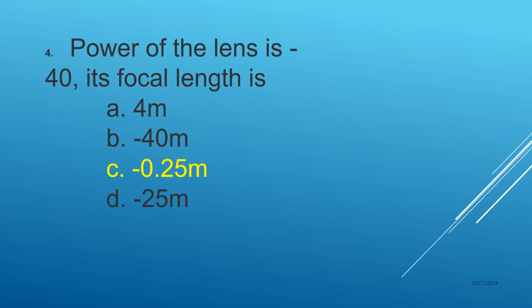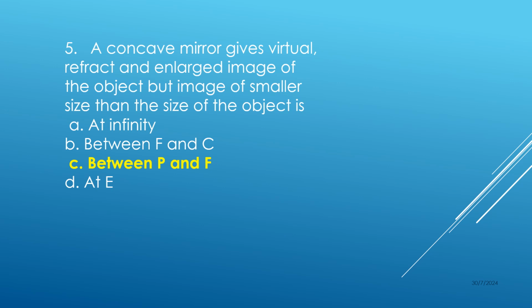Power of the lens is 4. Its focal length is 4 meter, minus 4 meter, minus 0.5 meter, 0.25 meter. The correct answer is 0.25 meter. A concave mirror gives a virtual, erect and enlarged image of the object, but image of a smaller size than the size of the object is at infinity, between F and C, between P and F.